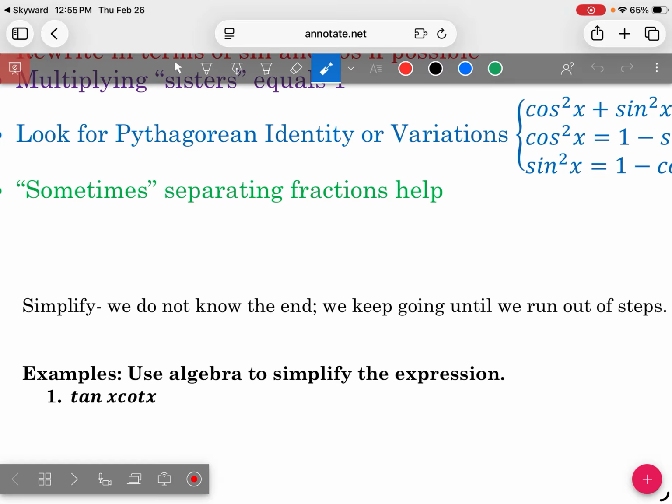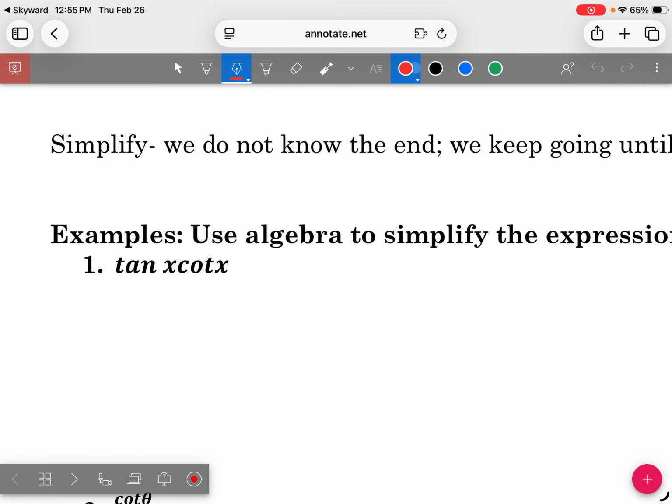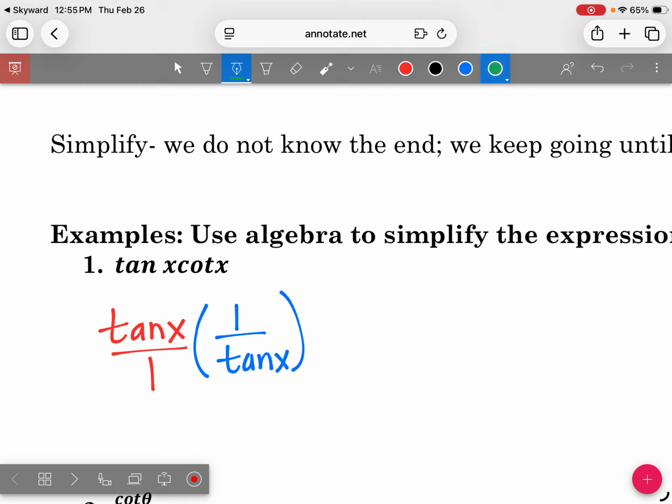All right, so let's look at this first one. So we got tangent times cotangent. So we know that cotangent is the same thing as 1 over tangent. Would you agree? All right. So that's why when we multiply them together, since they're reciprocals, that is why my answer is just 1. Anytime you multiply two trig identities that are reciprocals, you get 1. So that's something to keep in mind.